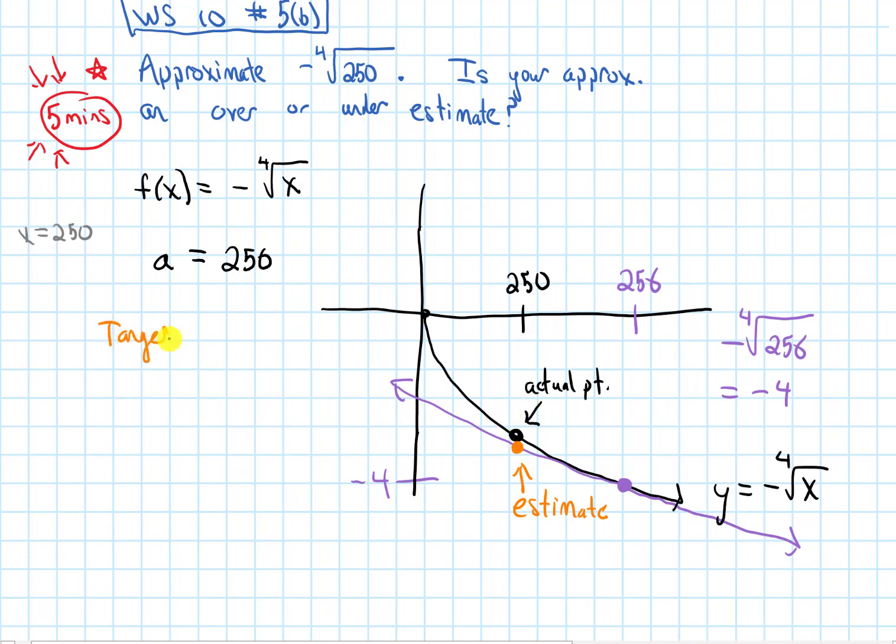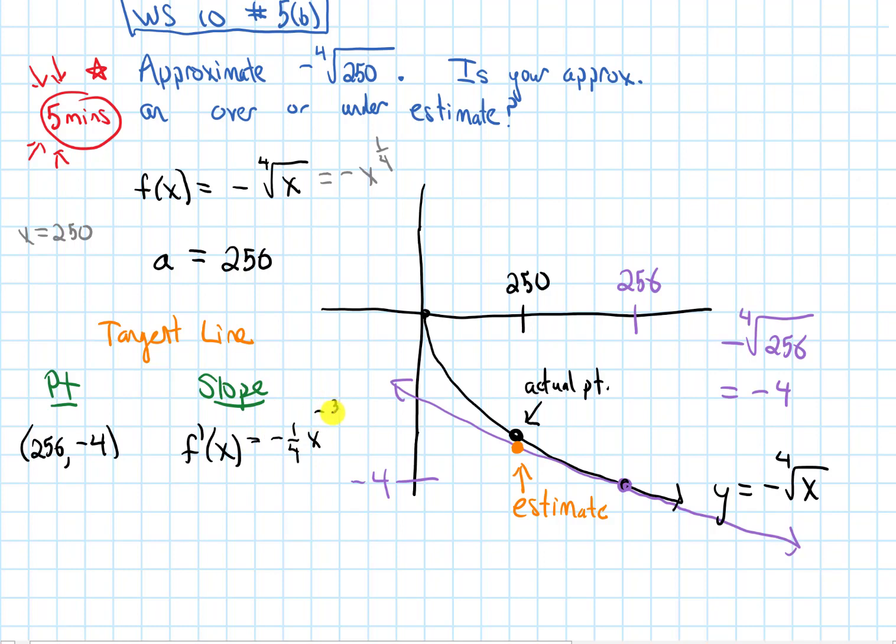Let's try to get that tangent line. To get it, I need to know a point and the slope. The point we have already: the x-coordinate of the point of tangency is 256, and the y-coordinate we got was negative 4. For the slope, I'm going to have to take the derivative. Let's rewrite my function as a power. This is negative x to the 1/4. When I take the derivative, the 1/4 will come down, and I'll get negative 1/4 x to the negative 3/4.